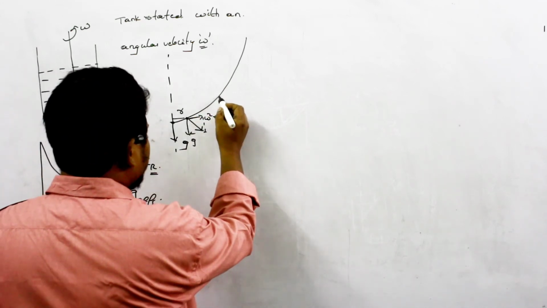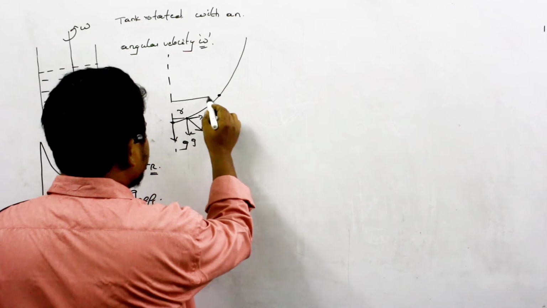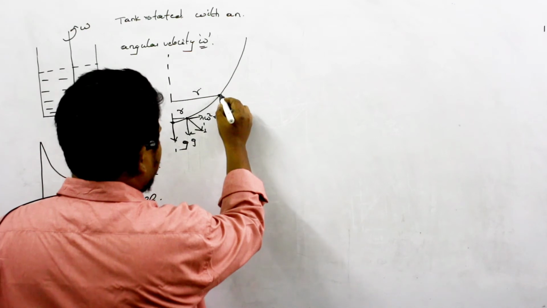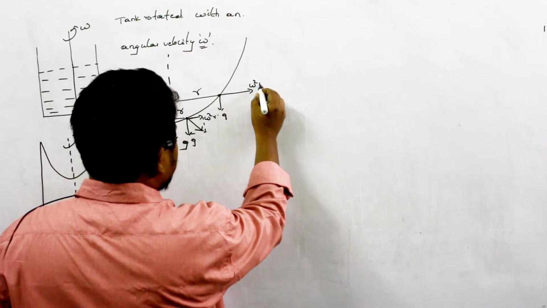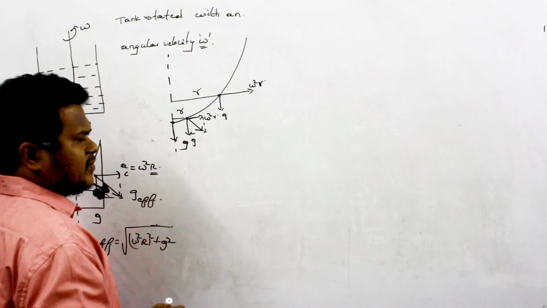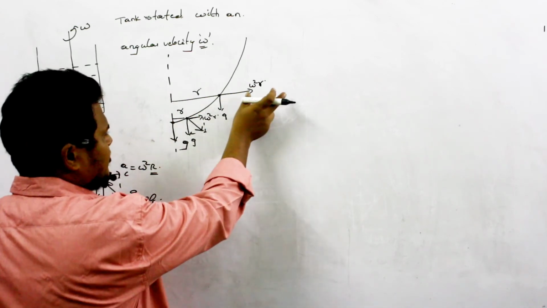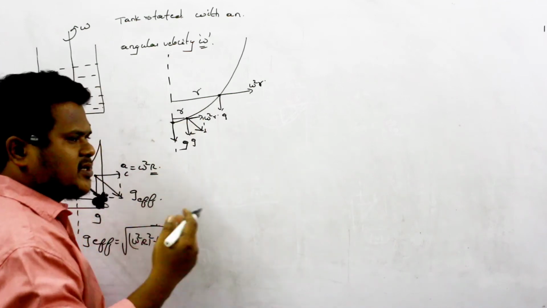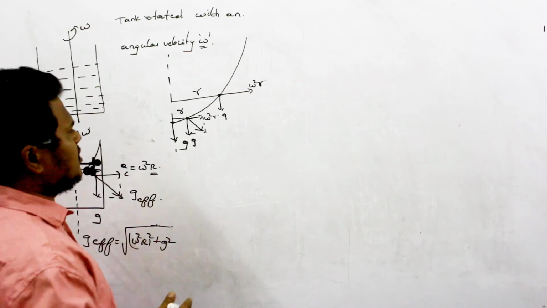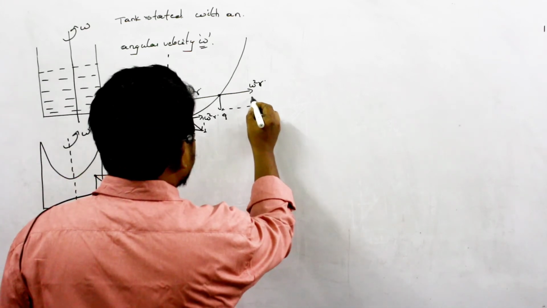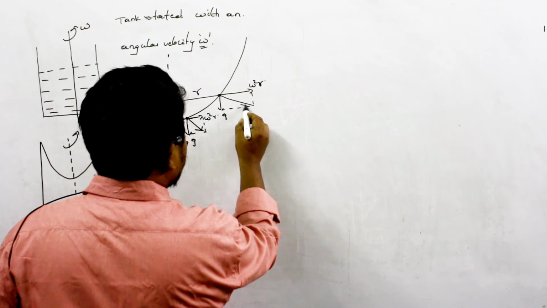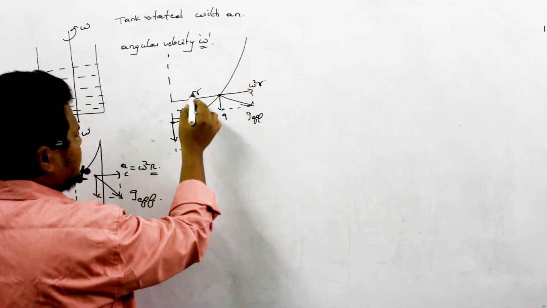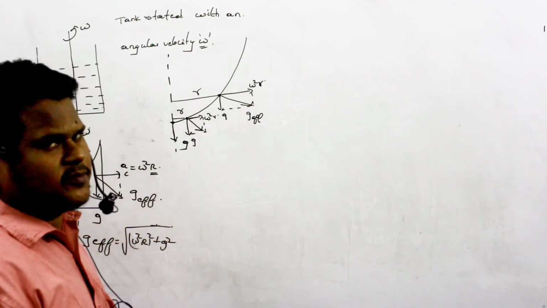Similarly, if I take one more point here, this is at a greater distance r. Here this is the g value and the omega square r value will be greater. So I am representing it by a greater vector. The length of the vector is greater because its magnitude is greater, because the distance of this molecule from the axis of rotation has increased. So if I take the resultant of these two vectors, this will be the direction of g effective, and the liquid surface will align itself perpendicular to the direction of g effective.